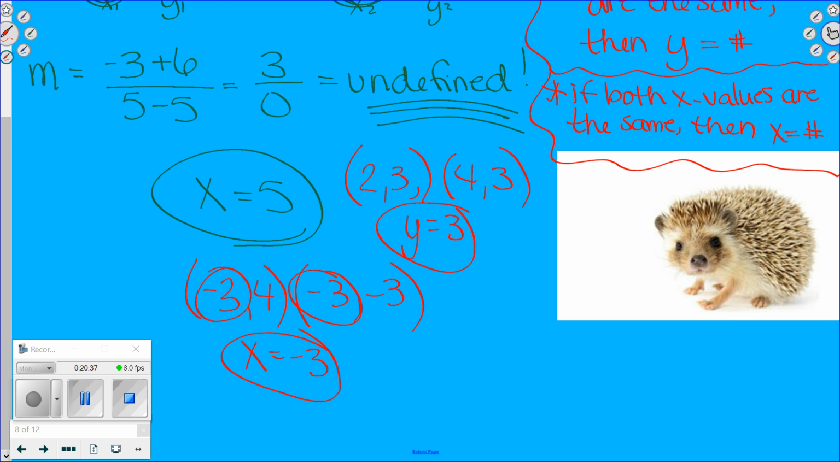Okay? So, but if the x's are the same, it's just x equals whatever that number is. If the y's are the same, it's just y equals whatever that number is. And you don't have to show me any more work than that. Okay? Those should be the easy ones.